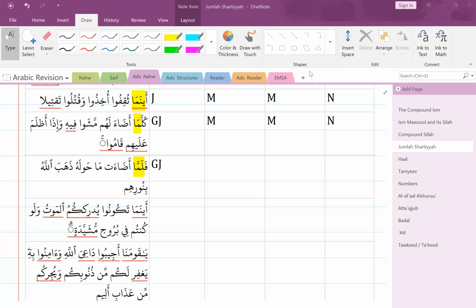Okay, then so أضاءت is the فعل الشرط and it is ماضي. Beautiful. And it lights whatever is around it. So ذهب الله بنورهم is جواب الشرط. Beautiful. And ذهب is also ماضي.